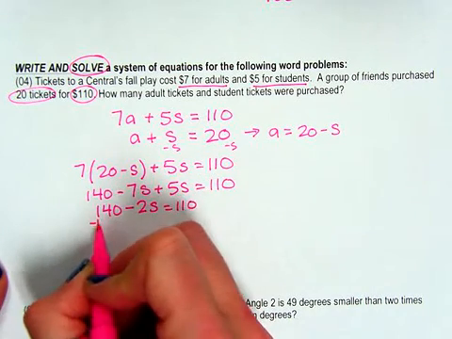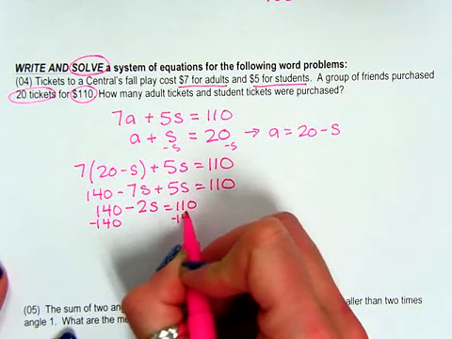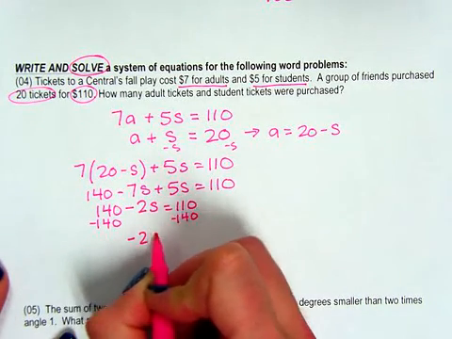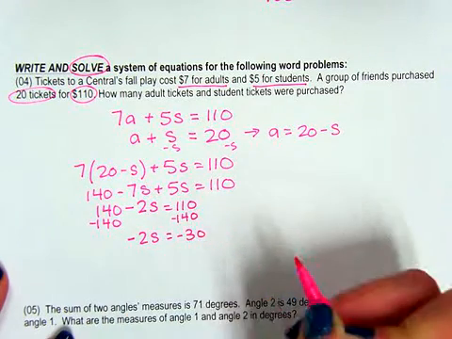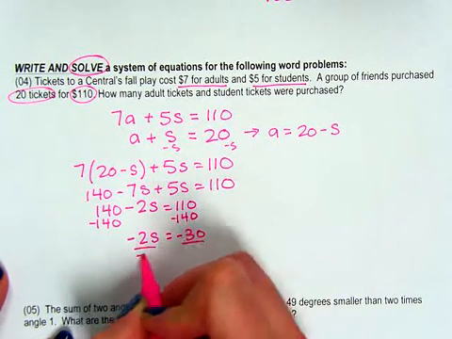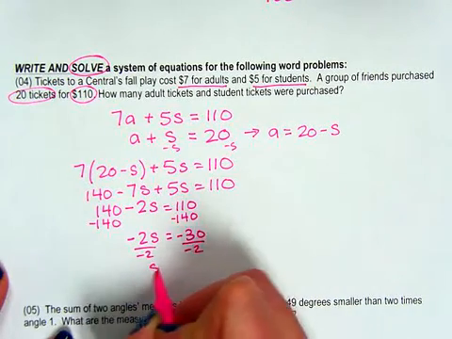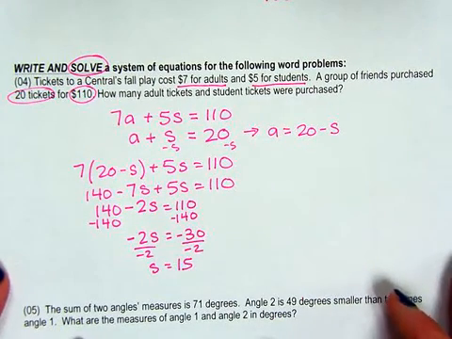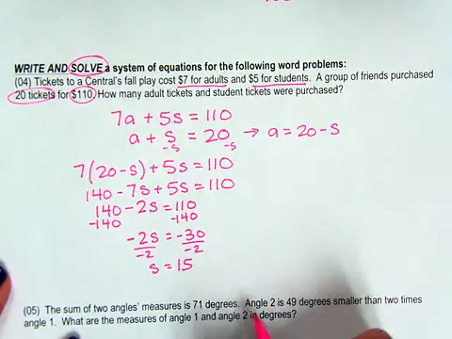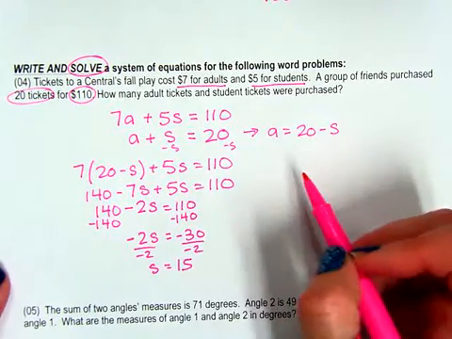And then I'm going to subtract 140 from both sides. So I have -2s equals, and this looks like -30, right? Divided by -2, -2. That gives me 15. So students are 15. All right, so that's only half of it though. I now need to know how much adults are.